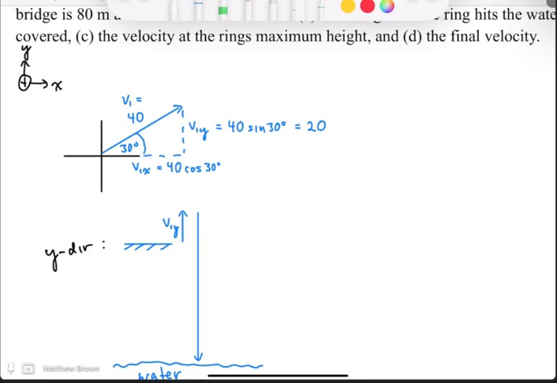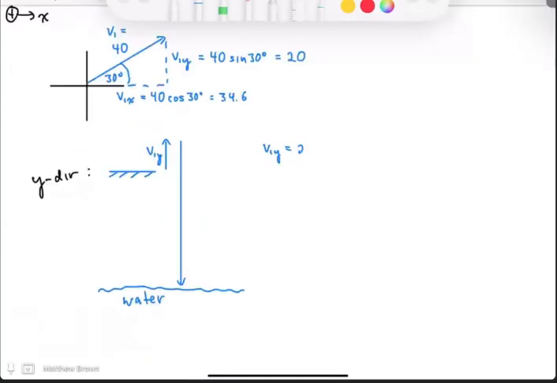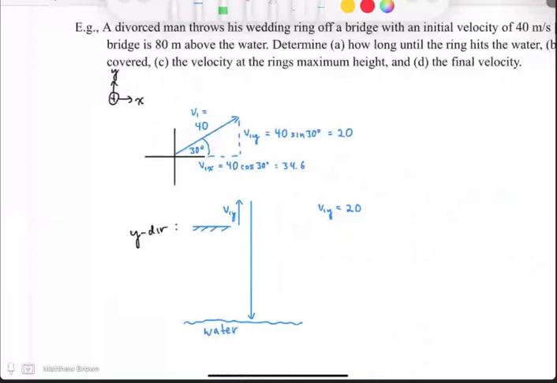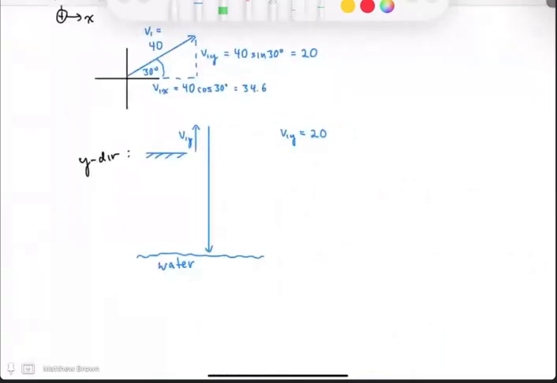So now that we're looking at this problem in just the y direction, we can say V1y is 20. Now remember, up is positive. Remember our coordinate system, that's always important here. So it starts by going up at 20. What else do we know? Well, we know the acceleration is negative 9.8 because we've said that up is positive.